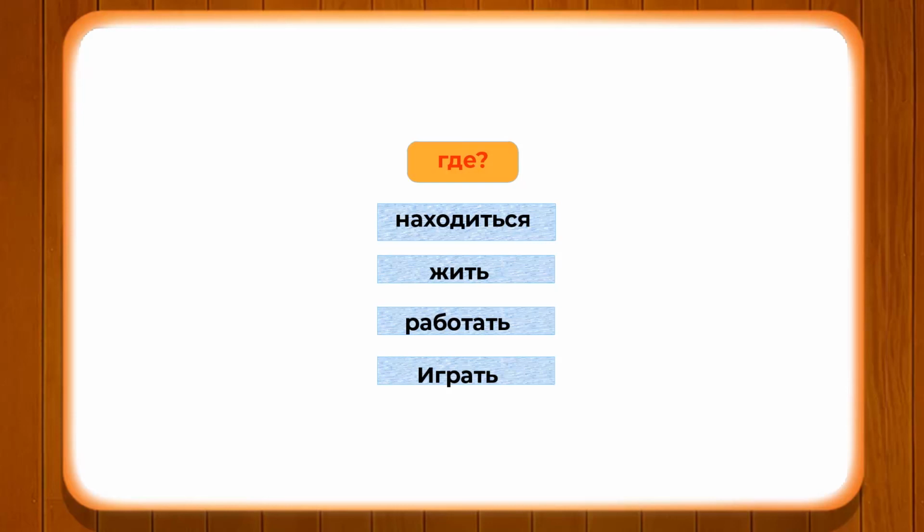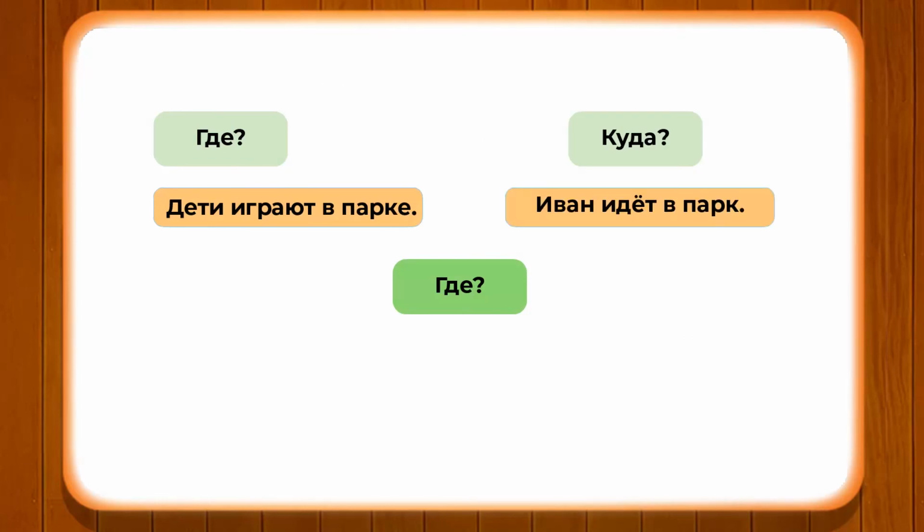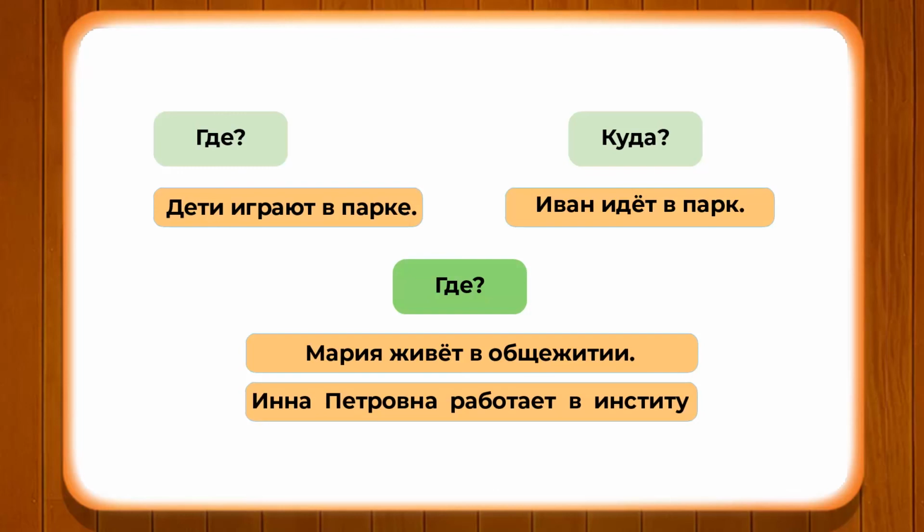Okay, now let's pay attention to some of the sentences. Где дети играют? Где играют дети? В парке. Prepositional case. And for куда: Иван идёт в парк. So we have used the same noun, park, but in two different settings. The first one is in the prepositional, the second one is in глаголе движения. And then we have sentences. Мария живёт в общежитии. Где живёт Мария? Она живёт в общежитии. Инна Петровна работает где? В институте. So these are the constructions which we are using in the prepositional case.